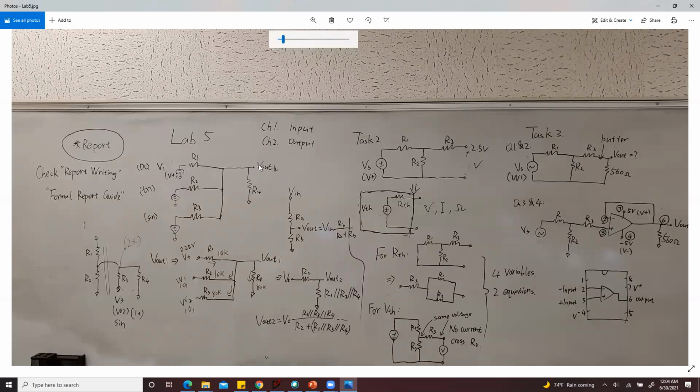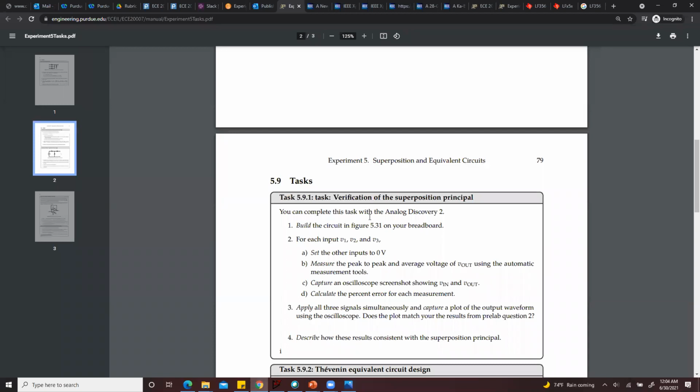You can use channel 2 to measure Vout, use channel 1 to measure Vin, and then take a screenshot. For this question, you will have 4 screenshots in total. The first screenshot will be V1 and Vout1. Then you do the same thing.